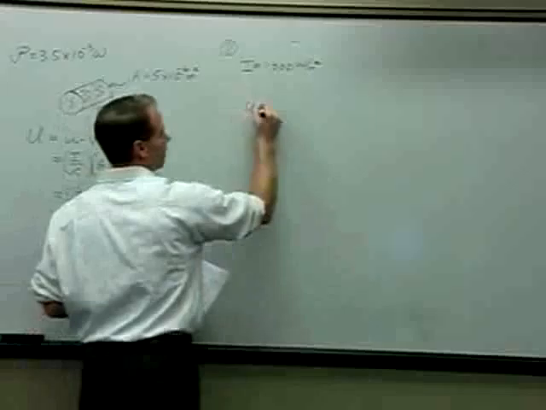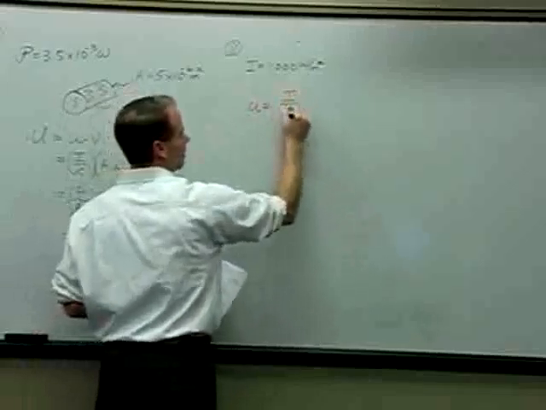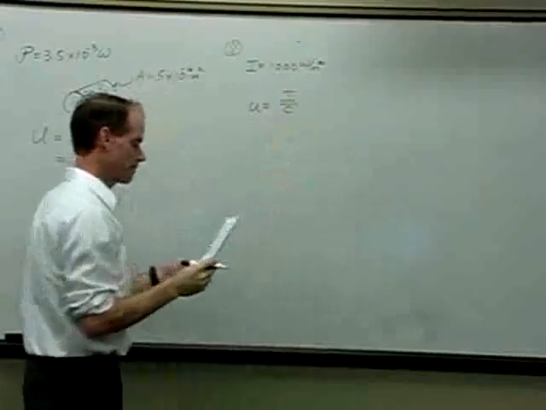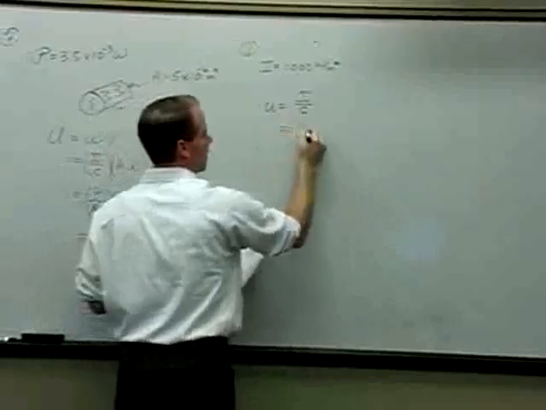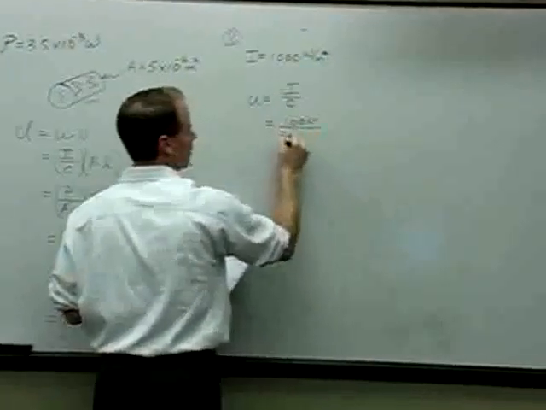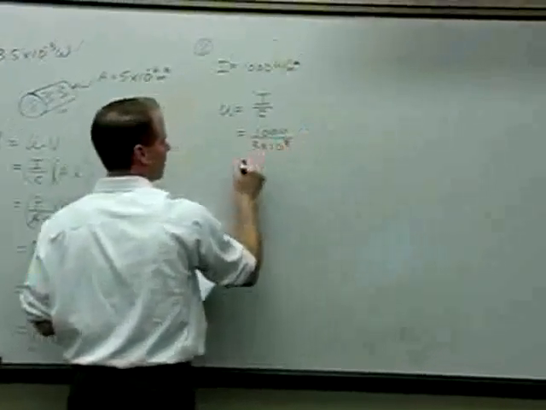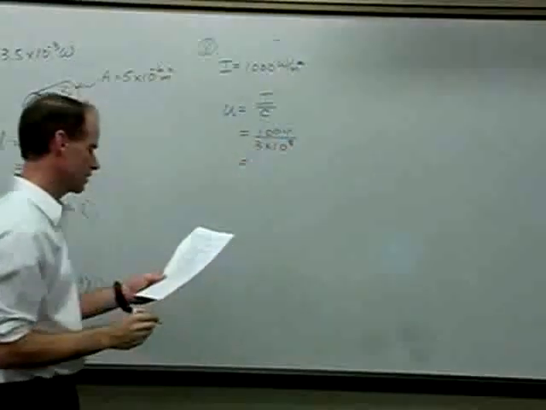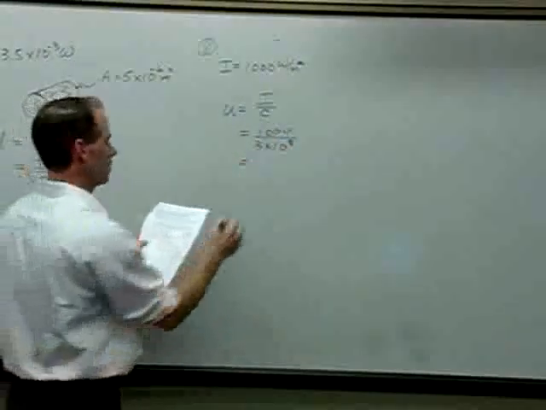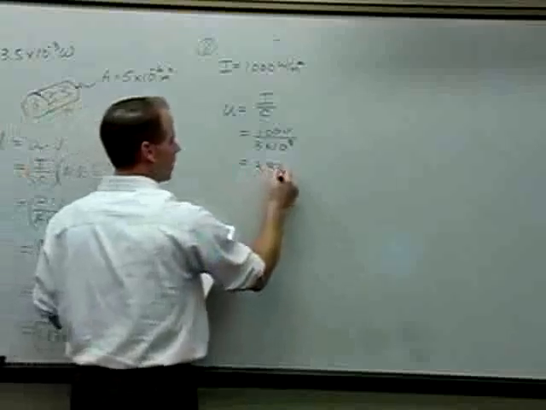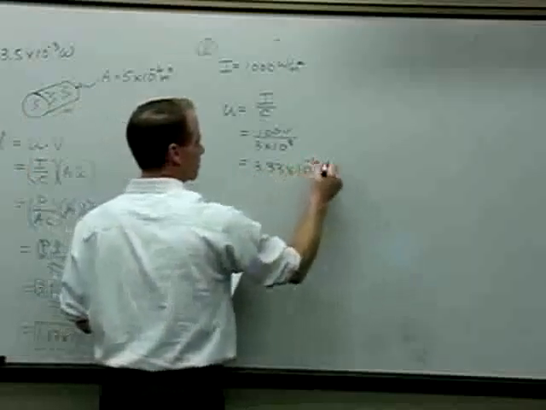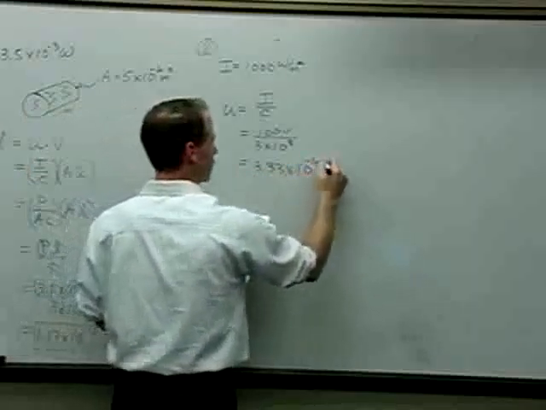Energy density is the intensity divided by the speed of light. So it would be 1,000 divided by 3 times 10 to the 8. It gives us an energy density of 3.33 times 10 to the minus 6 joules per cubic meter.